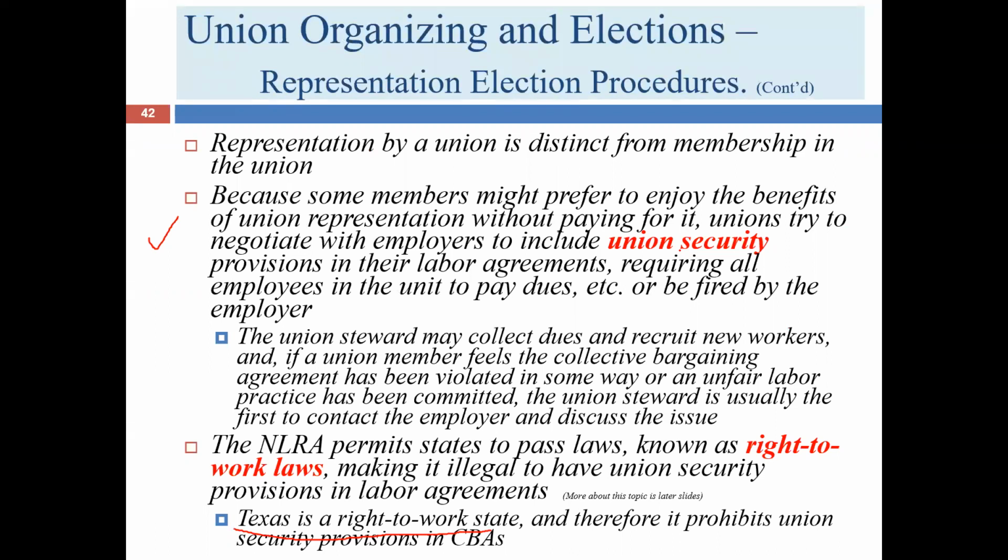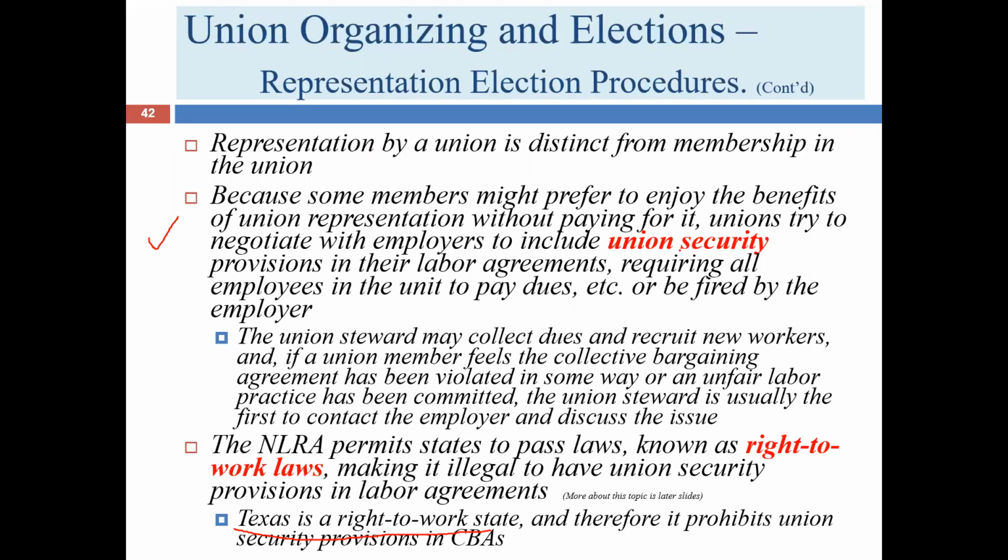In fact, all states other than Montana are at will employment states. So, states that are union security states are also at will. You can have states that aren't at will. I don't know what Montana is, but you can imagine a state who decides not to have the at will employment doctrine anymore. You could imagine that state still being right to work. You can imagine that state being a union security state.